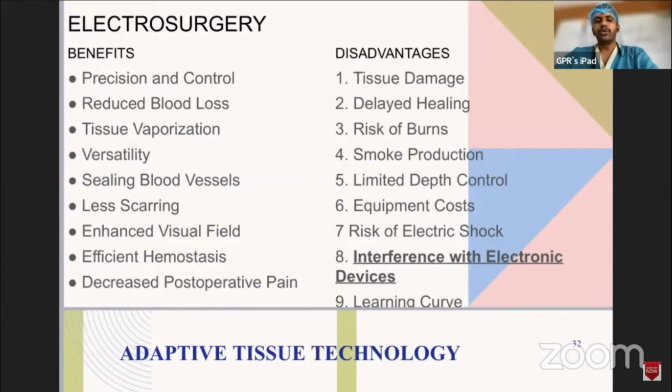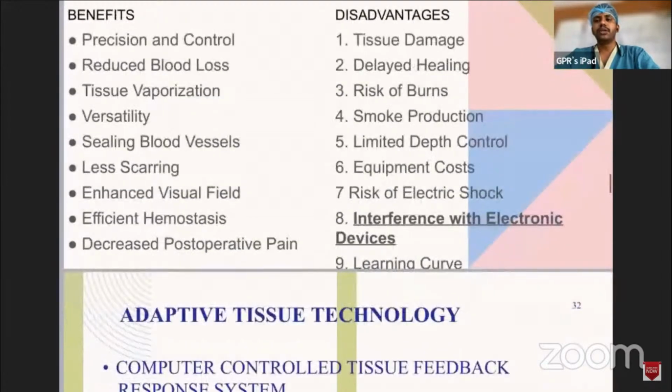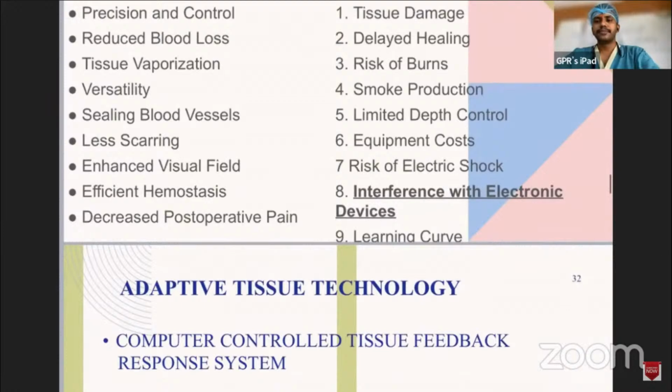Whenever a monopolar unit is being used, there is always a chance for it to interfere with body metal tissue implants, sometimes with prostheses, sometimes with pacemakers. So whenever a pacemaker is about to be used with any patient, even if it is going to be in the endo mode, we make sure asynchronization is done prior to the surgery, and after surgery, maybe half an hour later, we do the synchronization back.